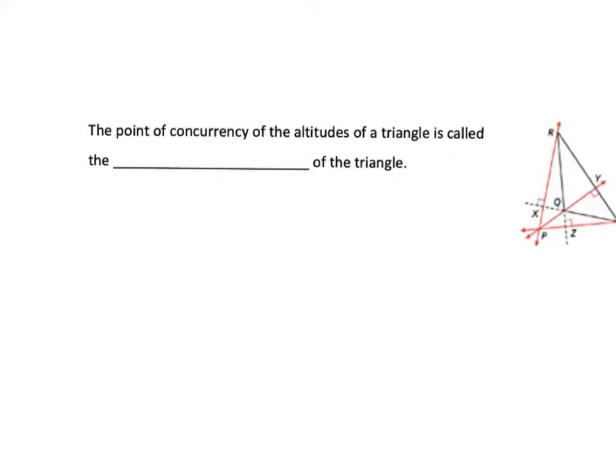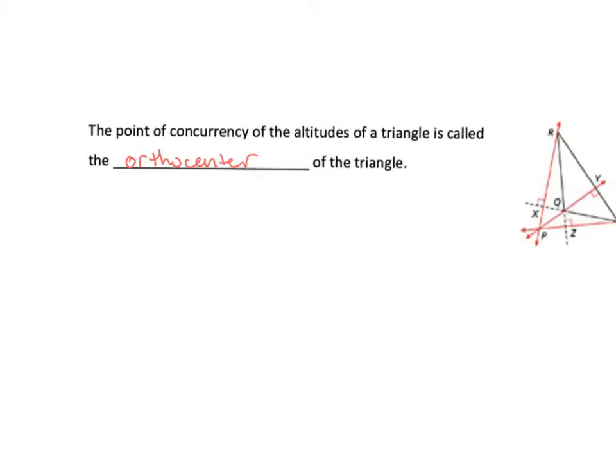And then the last definition that goes along with altitudes is that the point of concurrency of the altitudes of a triangle is going to be called the orthocenter. So orthocenter. And we're going to have to solve for these orthocenters. Again, that's the point of concurrency of the altitudes of a triangle, and that's called the orthocenter.